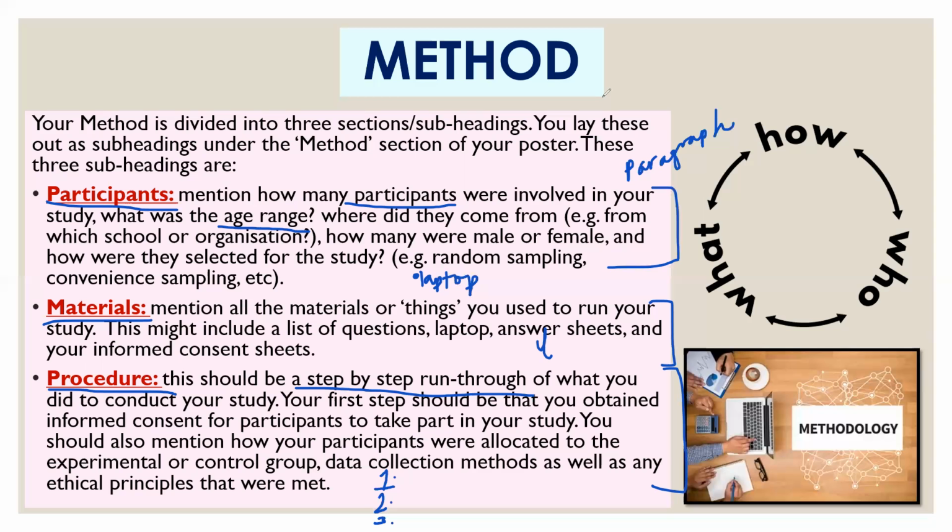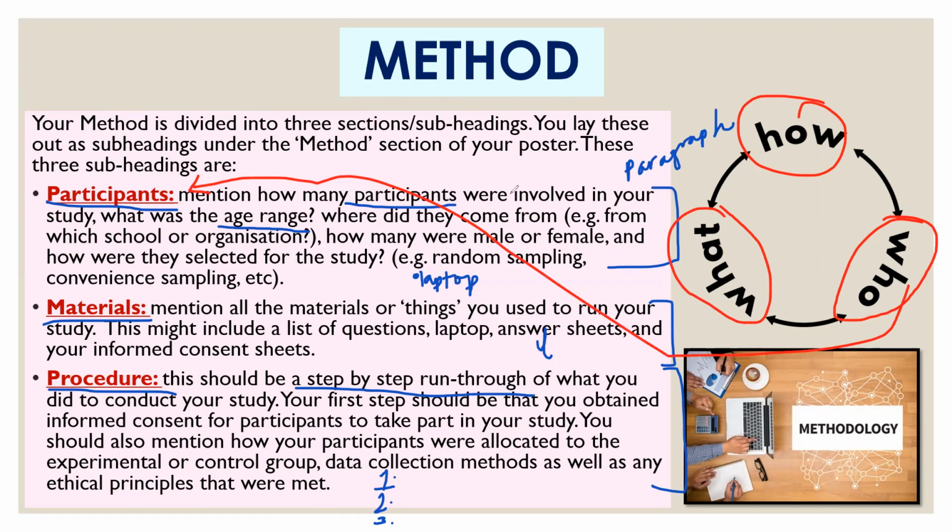So in other words, if we look at this picture here, guys, the method section basically tells us who, what, and how, okay? Who was involved in the study? That's our participants. What did we need to conduct the study? That's our materials. And how did we conduct the study is the procedure. That's the step-by-step breakdown of how we carried out the study. Okay, so remember, method is the who, the what, and the how of the study.